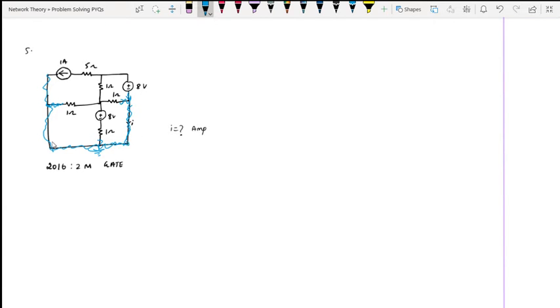Fine. So we can redraw the circuit with this ground. That means the 1 amp source is connected directly to ground. This 1 ohm resistor is also connected directly to ground, and this 8 volt is also connected directly to ground. This 1 ohm is also connected directly to ground, and this 1 ohm is also connected directly to ground. So with this understanding, we can redraw this a little better.